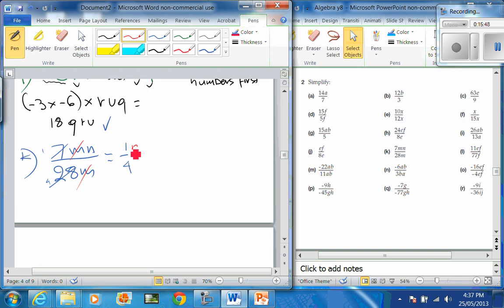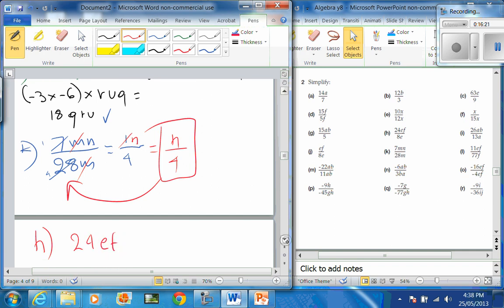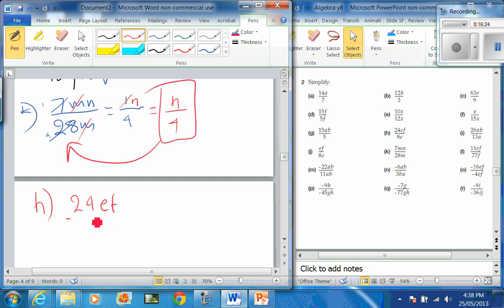But I said before 1 is none. Okay, can I get rid of this? Of course I can. So that's my simplest form. N over 4. And this is the beauty of algebra. Solving the problem. Let's work on this one. H. H reads 24EF over 8E.